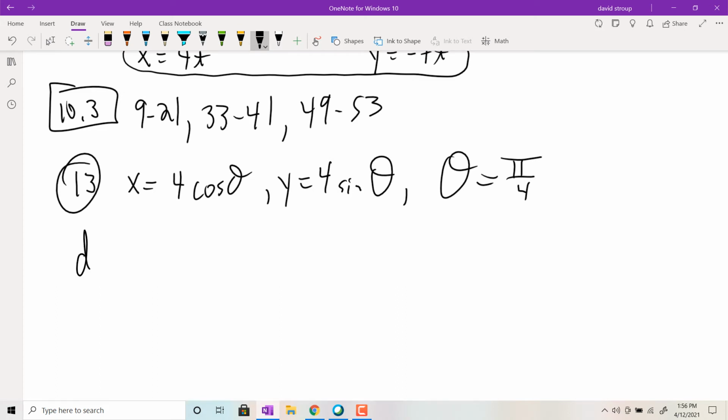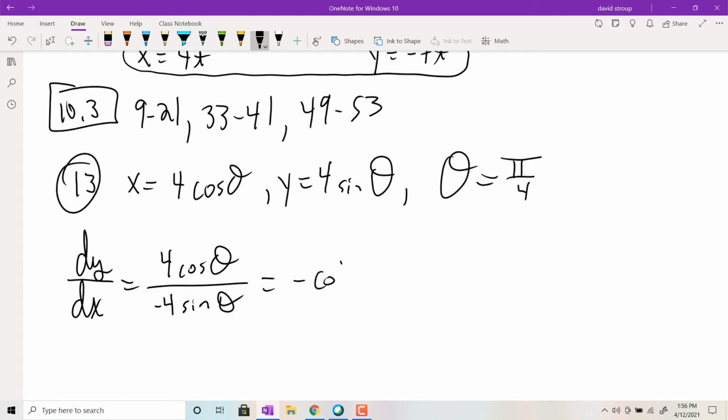So let's take a look. Remember, the dy over dx is pretty simple. You can just take the derivative of y with respect to theta, which will end up being 4 cosine theta, and then put that all over the derivative of x with respect to theta. So that would be -4 sine theta. Simplifying, you'll get negative cotan theta.